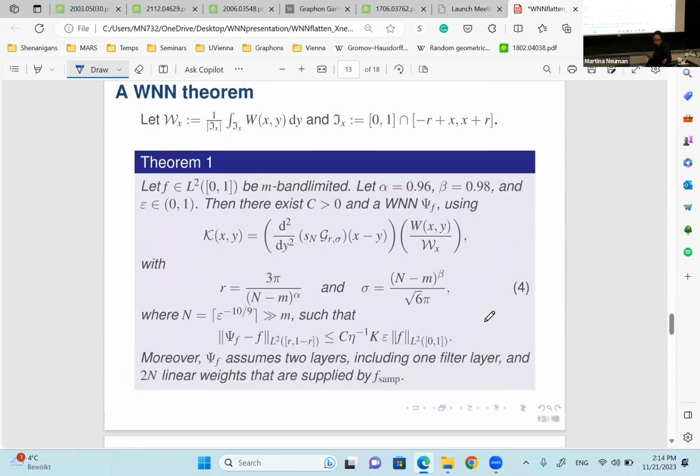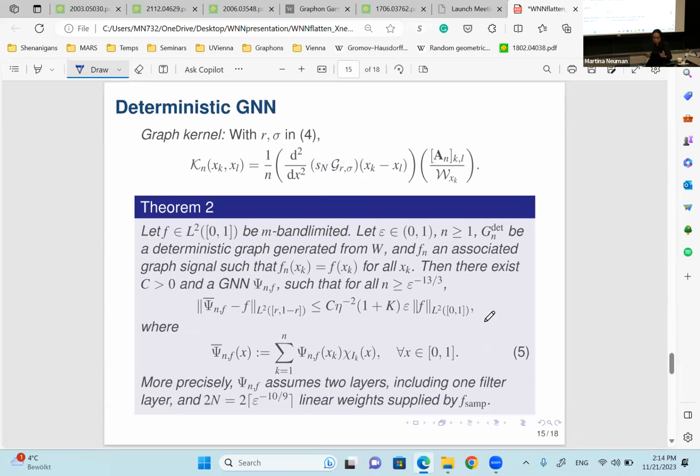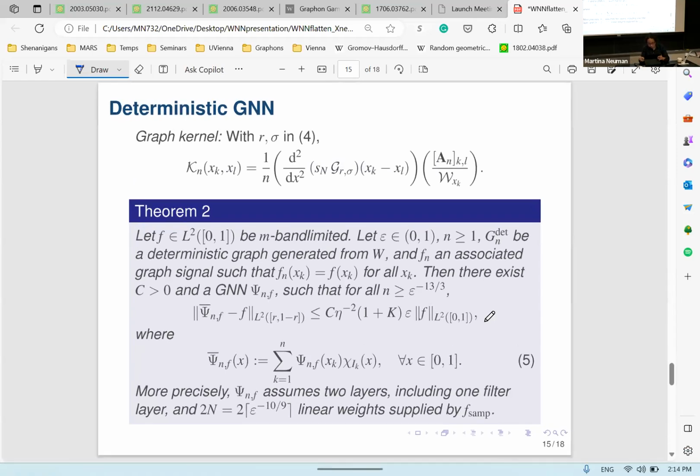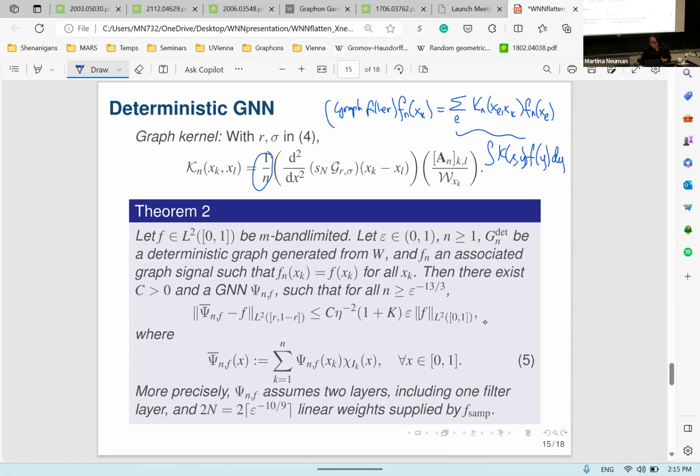So in this case, from the discretization, you're going to have the graph filter looking like this. The graph filter applied to a graph signal Fn, evaluated at xk, is just the summation of Kn(xk, xl) Fn(xl), summing over l, with a factor of 1 over n. That's all. And this is coming from the discretization of the integral of K(x,y) F(y) dy. The 1 over n here is just because we discretize it using the Riemann sum approximation. And that's all it is.